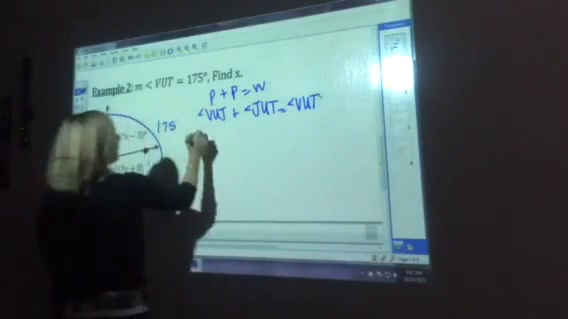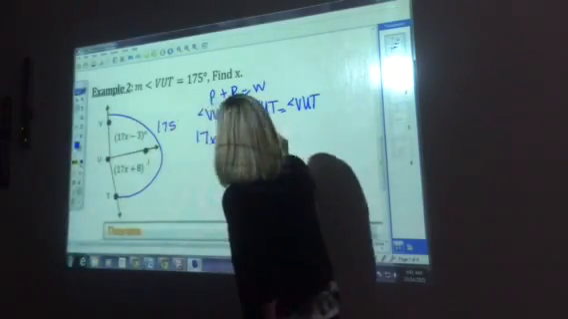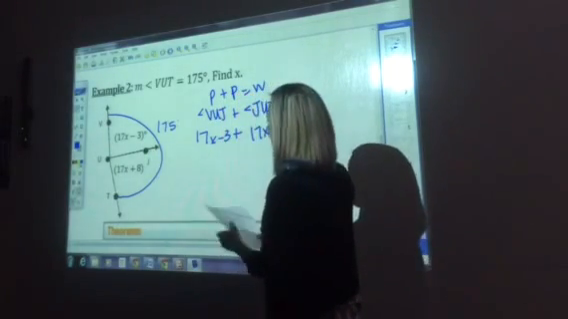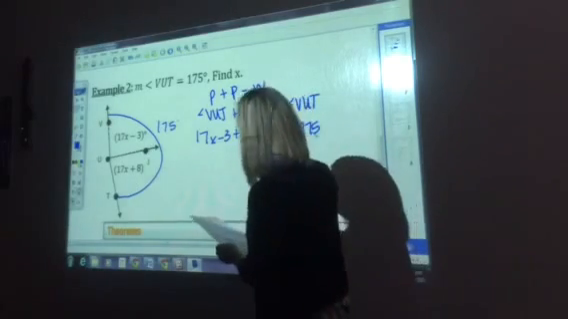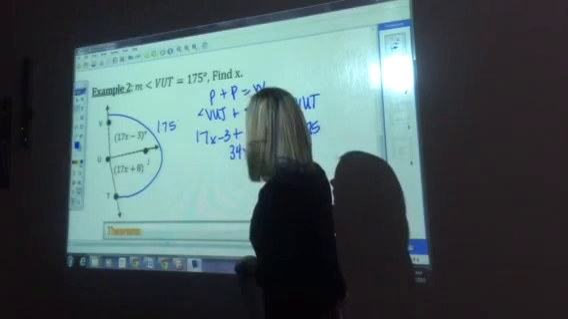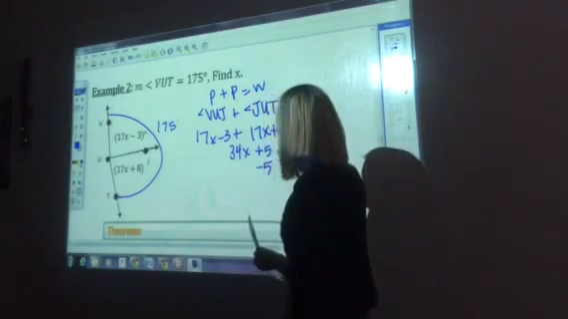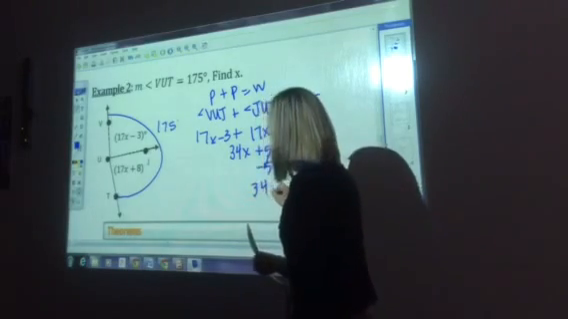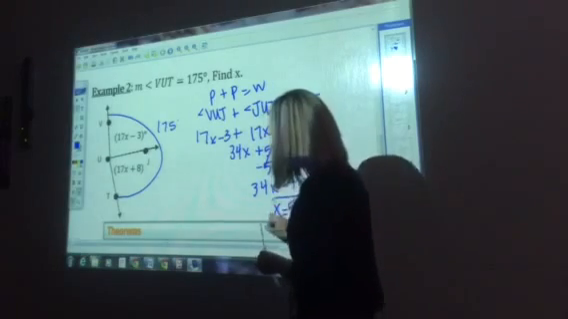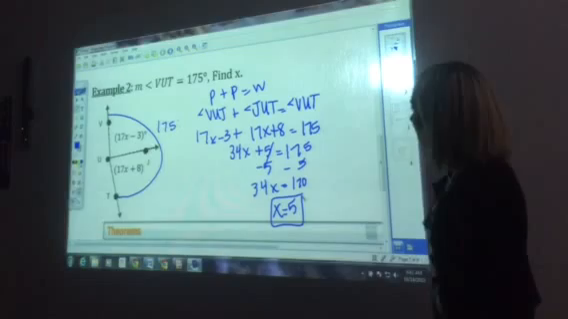So when I plug in, I have 17x minus 3 plus 17x plus 8 is equal to 175. So remember, 17 plus 17 is going to give us 34. So we have 34x, negative 3 plus 8 is going to give us a positive 5, is equal to 175. When we subtract 5, we get 170. And when I divide by 34, I get x is equal to 5. Okay? Again, that's showing how you would do a problem with part plus part equals whole.